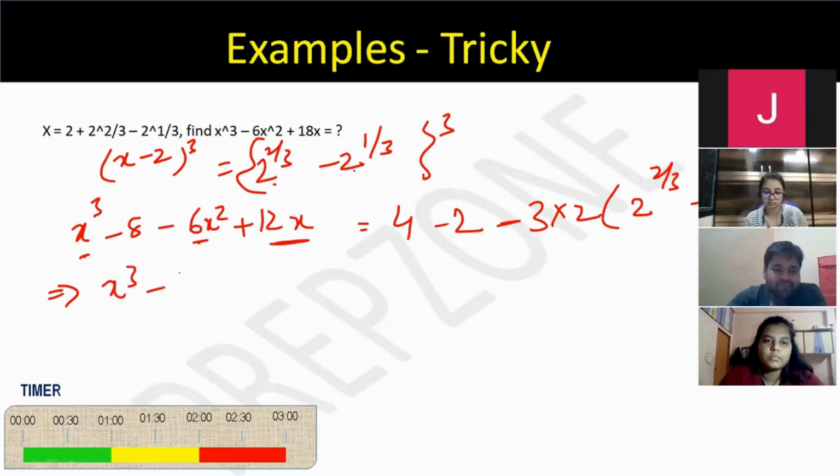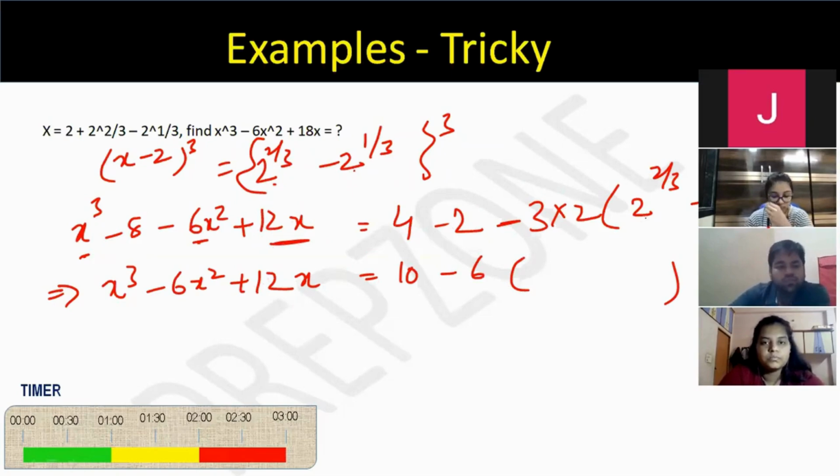This is x cube minus 6x square plus 12x is equal to what? 4 minus 2 is 2. 2 plus 8 is 10. Minus 6 into something, right? And you actually need plus 6x more here, right? And let's just see this: 2 to the power 2 by 3 minus 2 to the power 1 by 3. We definitely don't want such terms in our answer, right? We have to get away from this, right, Pawan? Because you can't solve it. It's absurd. So this will not get solved.